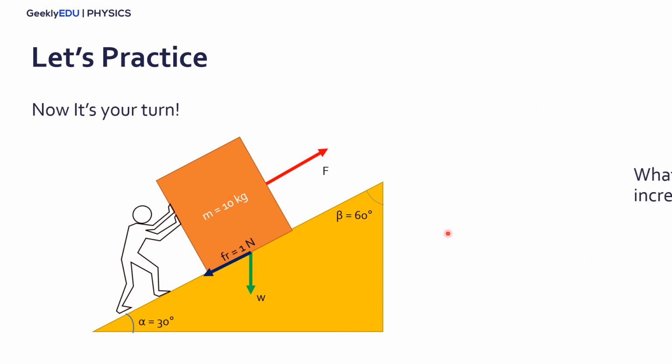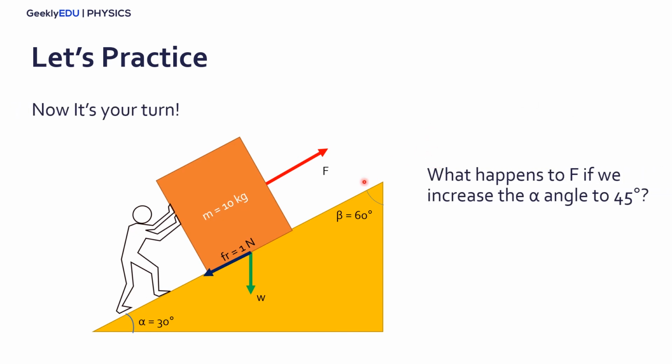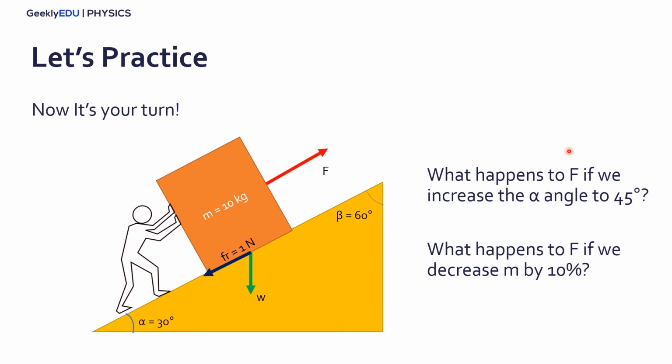Alright, now it's your turn. Think about what happens to F if we increase the alpha angle to 45 degrees. So will it increase, decrease, and how much will it change? Also, if instead of changing the angle, we change the weight of the box, if we decrease, for example, the mass by 10%, what happens with this force? So think about it and write your answers in the comment section, and see you next time.